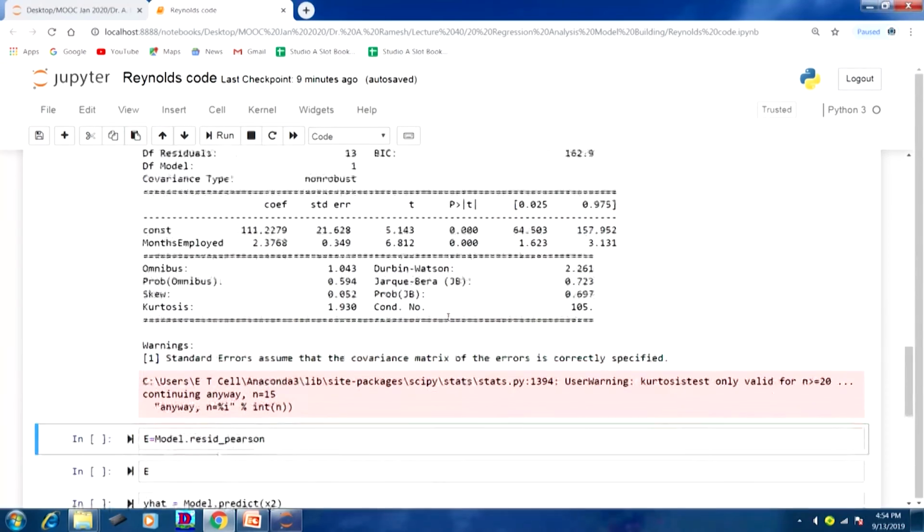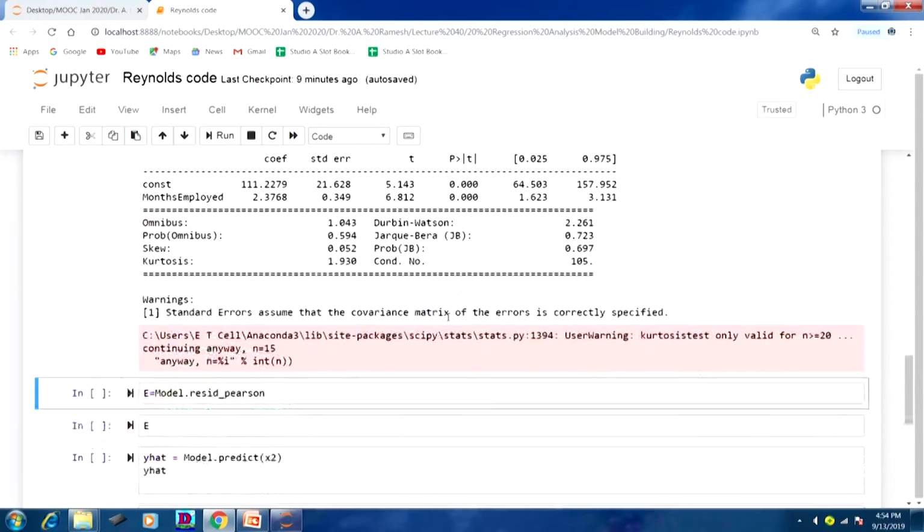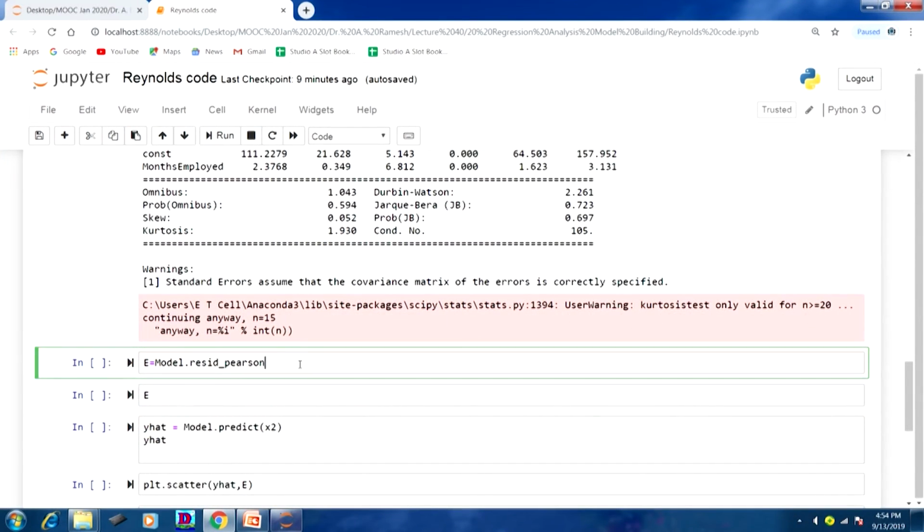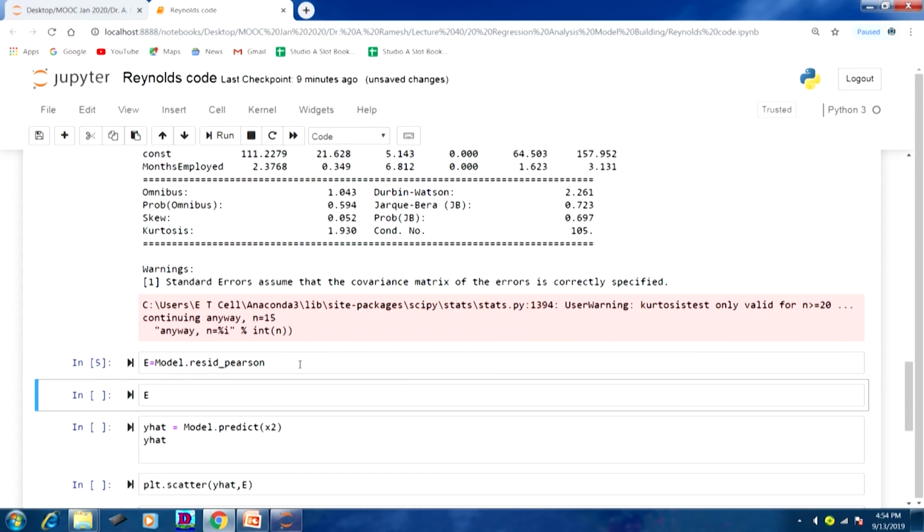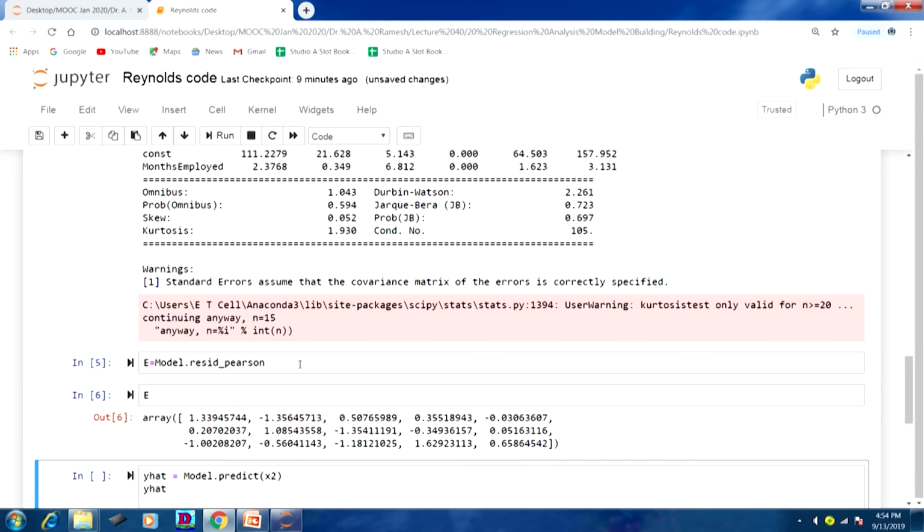Now everything is okay, that is not important. Apart from this, we have to draw the residual plots, we have to look at the behavior of the residual plots, that will say whether our model is correct or not. So I am plotting the residual, so this is my residual value.